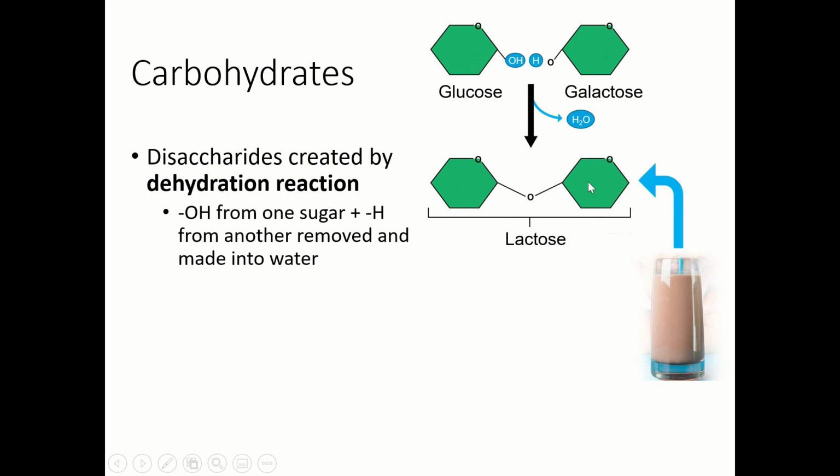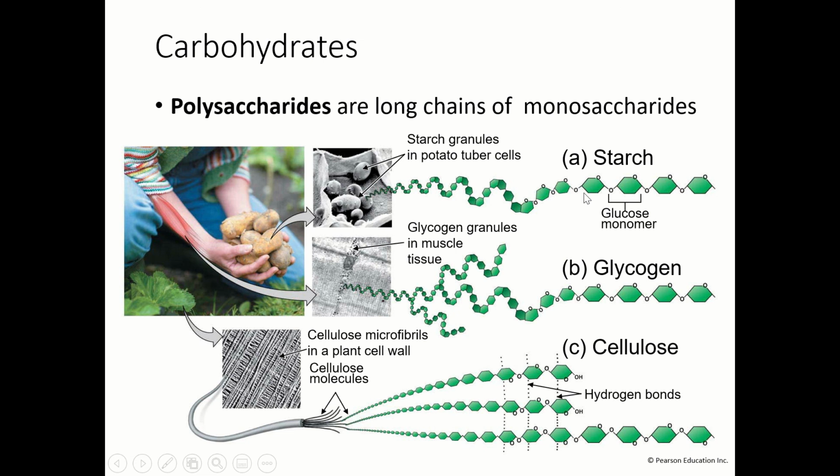How do we reverse this? We add a water back in, break the water into an OH and an H. Now, polysaccharides require a bunch of those dehydration reactions in order to link many, many monomers of sugar. In this case, all of these are monomers of glucose, and the only difference between them is the shape of the molecule, whether it's branched or not, and the type of connection between the glucose monomers.